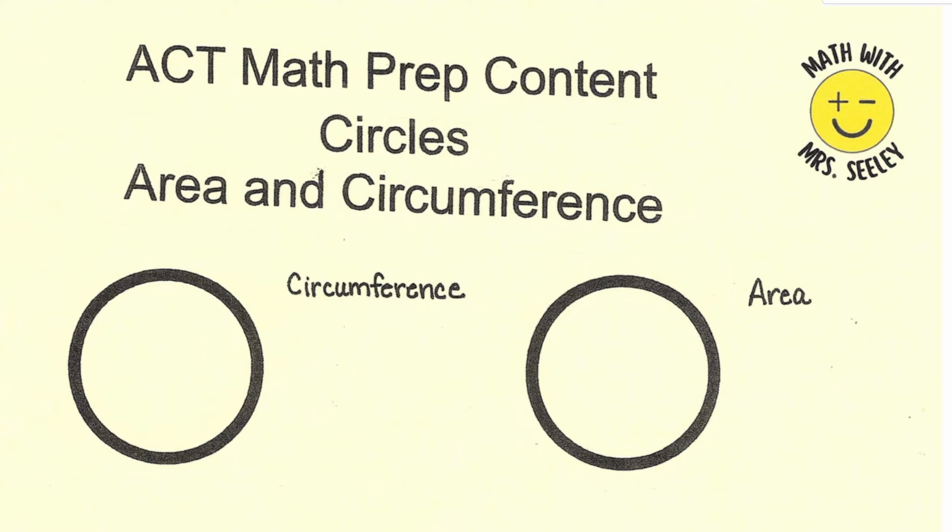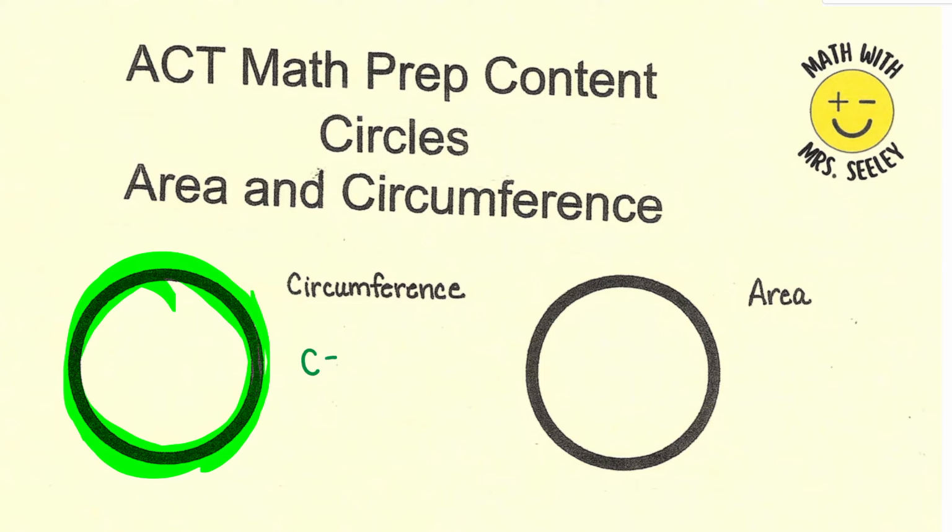When we talk about area and circumference, let's first talk about what they mean and the formulas for them. When we think about circumference, that's this first one. Circumference is around the edge. Think of circumference like the crust on a pizza. It's around the edges. The formula for circumference, which we'll call C, is 2 times pi times r, where r is the radius of the circle.